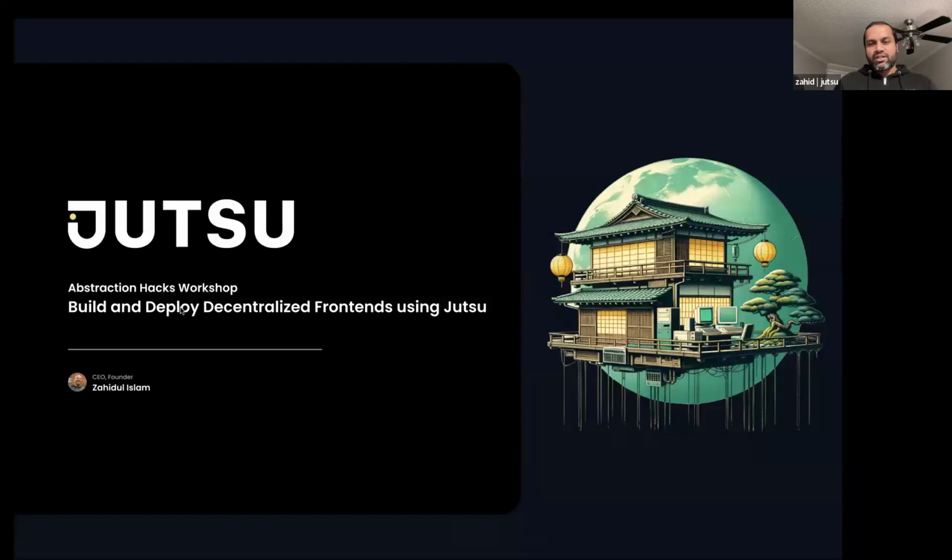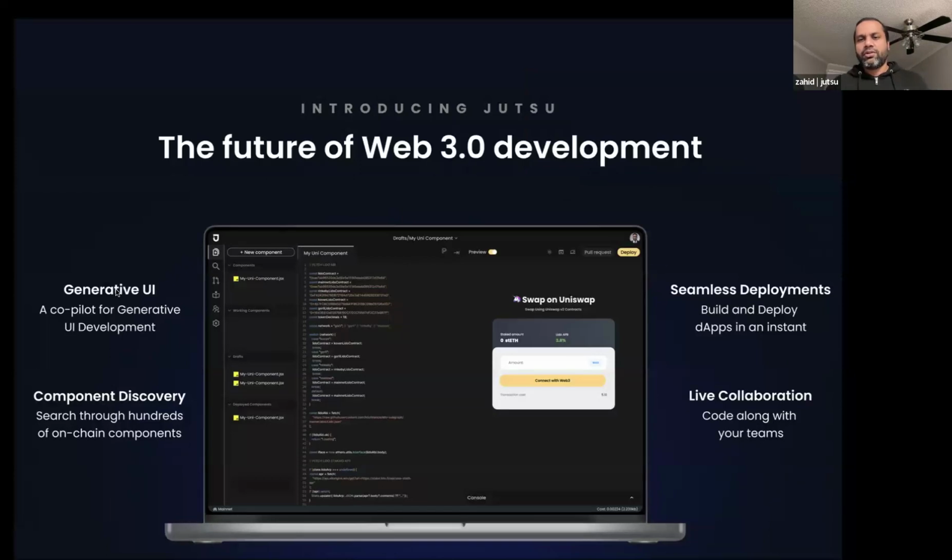So today we'll talk about decentralized frontend and how Jutsu can make your life much simpler to build and deploy a decentralized frontend. I know that all of you are attending the Account Abstraction Hackathon, and I will also show you how you can build a frontend for your account abstraction dApp. A little bit about Jutsu.